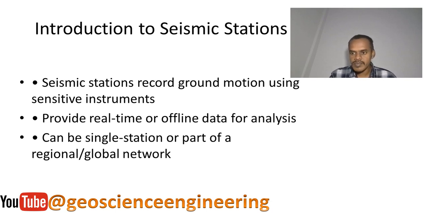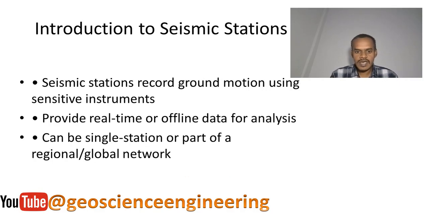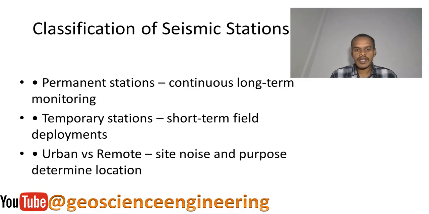Now, when we talk about the components of the seismic station, like I told you, there are continuous seismic stations, permanent stations, and temporary stations. When it comes to the components, we have seismometers, which are called sensors. These sensors are short period sensors, which have high frequency and are used for sensitive nearby small earthquakes.